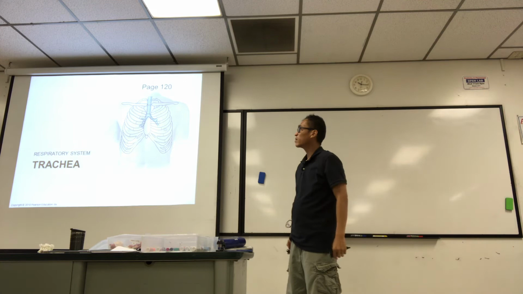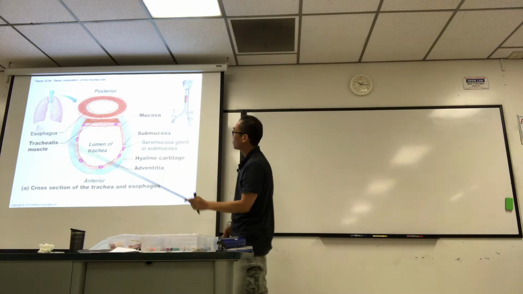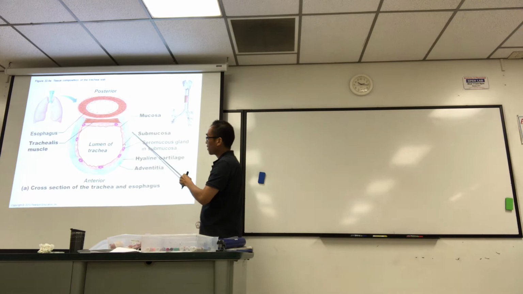When you do a section through the trachea, as well as the esophagus, what we learned from this picture is the tracheal wall is very thick. It's organized into a mucosa, submucosa, and adventitia.